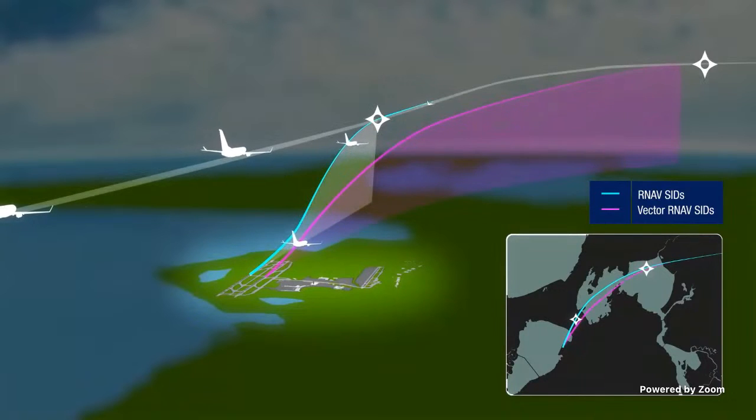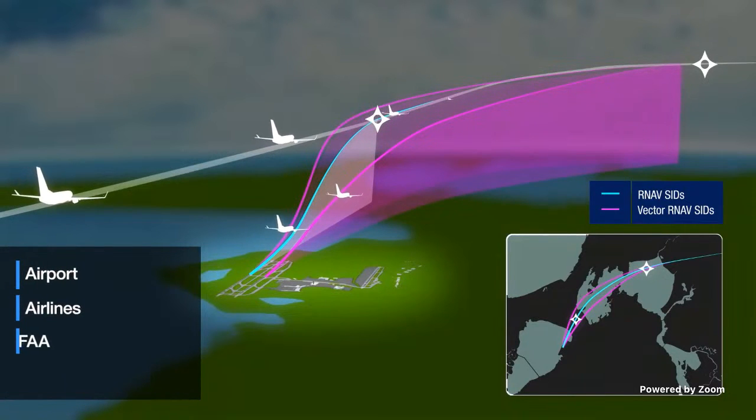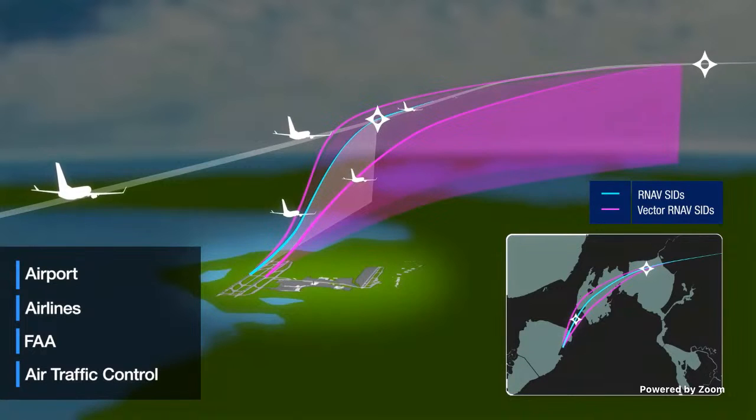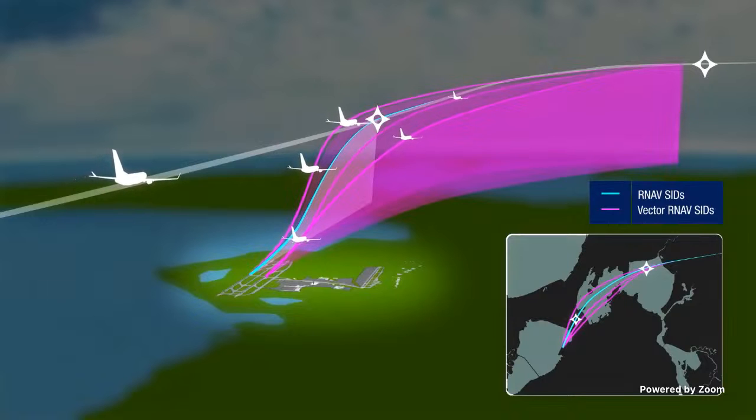These procedures are developed with much study and care. The airport, airlines, FAA, and air traffic control join together to look at the airspace, the airport, and community needs, and other factors to determine what type of RNAV SIDs will be developed at a specific airport.